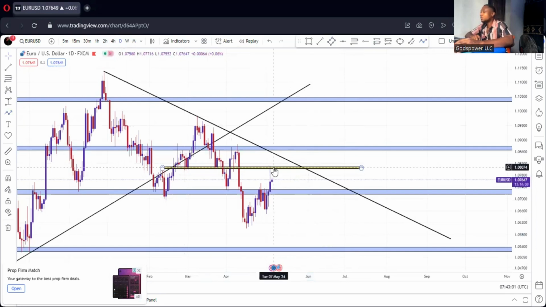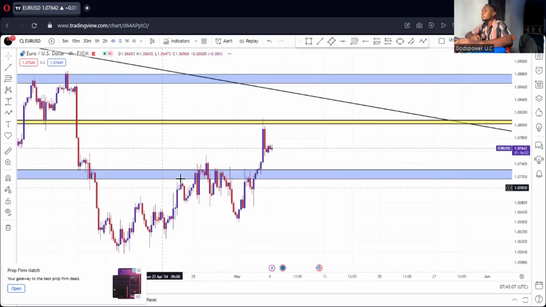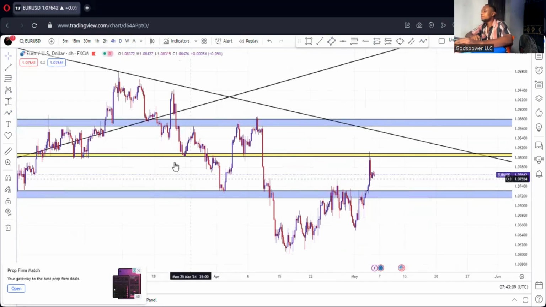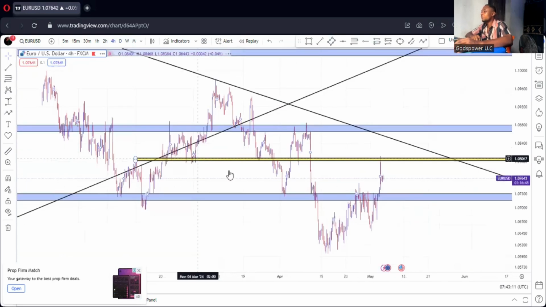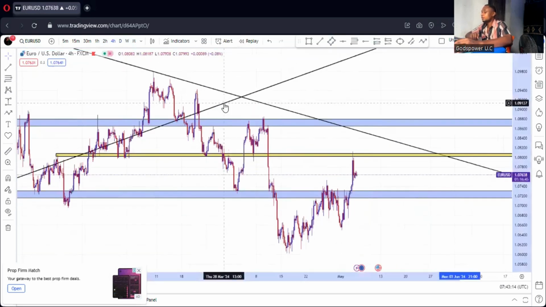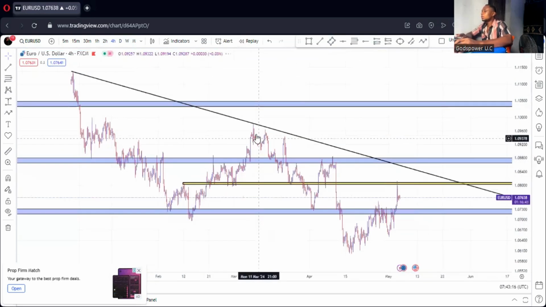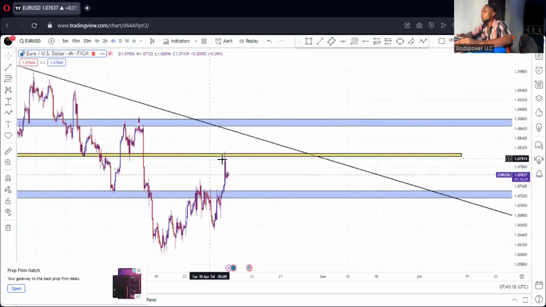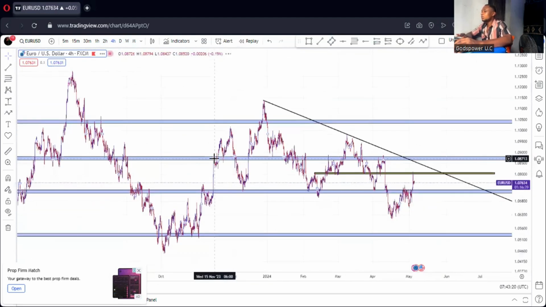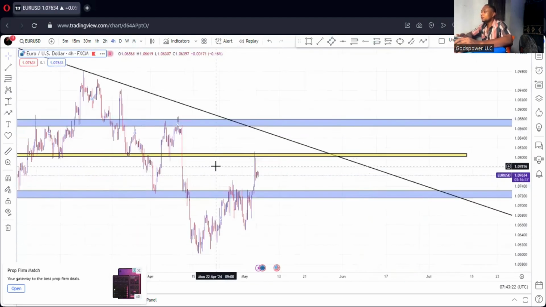But if the market breaks above this, then it's coming to this zone, then we short from here. But overall, I'm looking for a short. You can see it makes more sense on the 4 hours time frame. Let me remove this. It makes very perfect sense on the 4 hours.